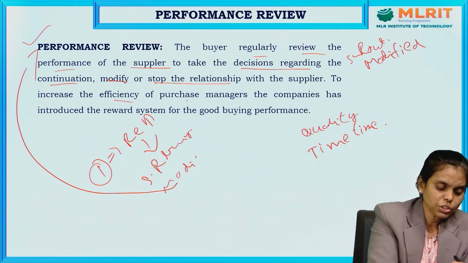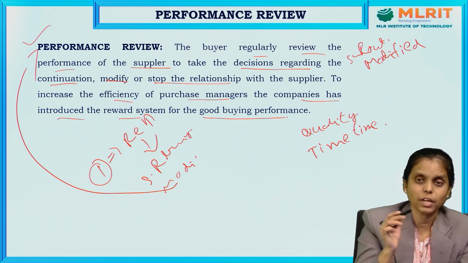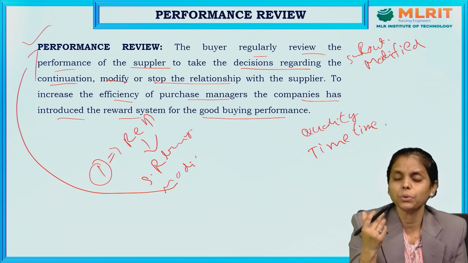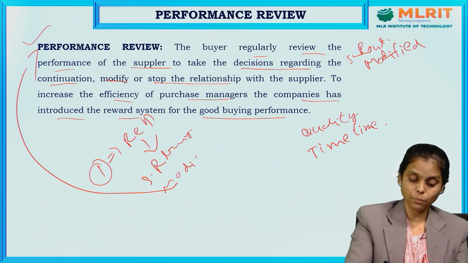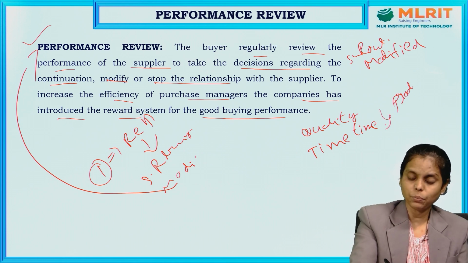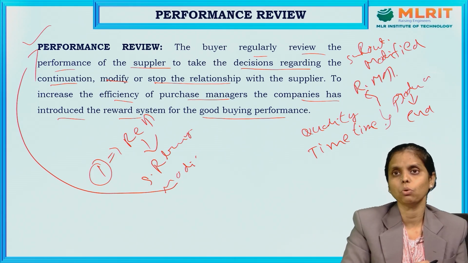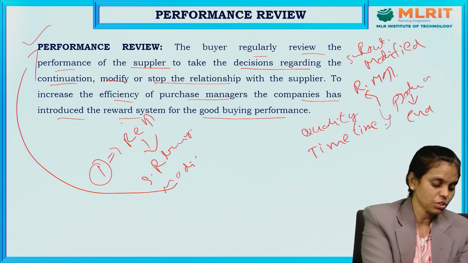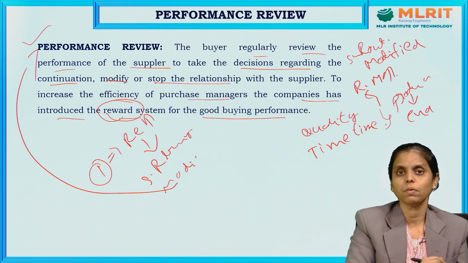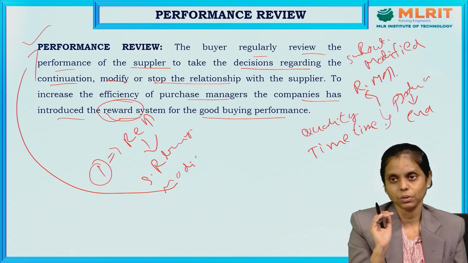To increase the efficiency of purchase managers, companies have introduced a reward system for good buying performance. In order to encourage our purchase department or materials department people to purchase the right quality. Why? The product quality in the market that we are providing to the end user depends upon the quality of the raw material that we are using. In order to encourage going for good raw material with good quality standards, the organization should introduce a reward system. Whenever you have purchased any product with no remarks, a certain incentive will be provided to the purchase manager.